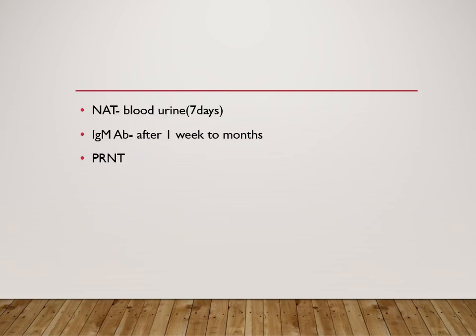So how can it be diagnosed? Up to 7 days, PCR or the nucleic acid amplification test can be done in the blood sample or in the urine sample. After 7 days, antibodies will be formed. So IgM antibody from 1 week to months. There is also another test, that is plaque reduction neutralization test, but it is not preferred. So we can go either for PCR or for the antibodies.